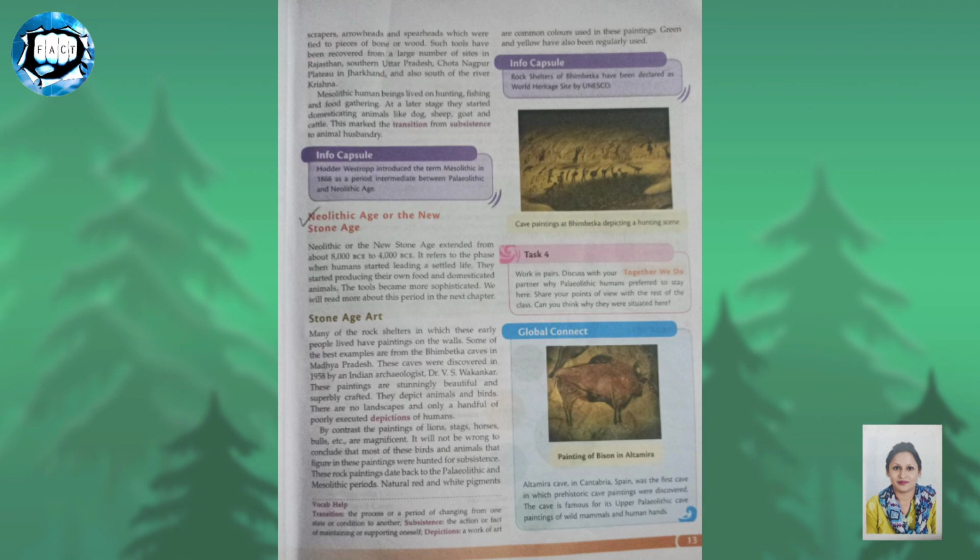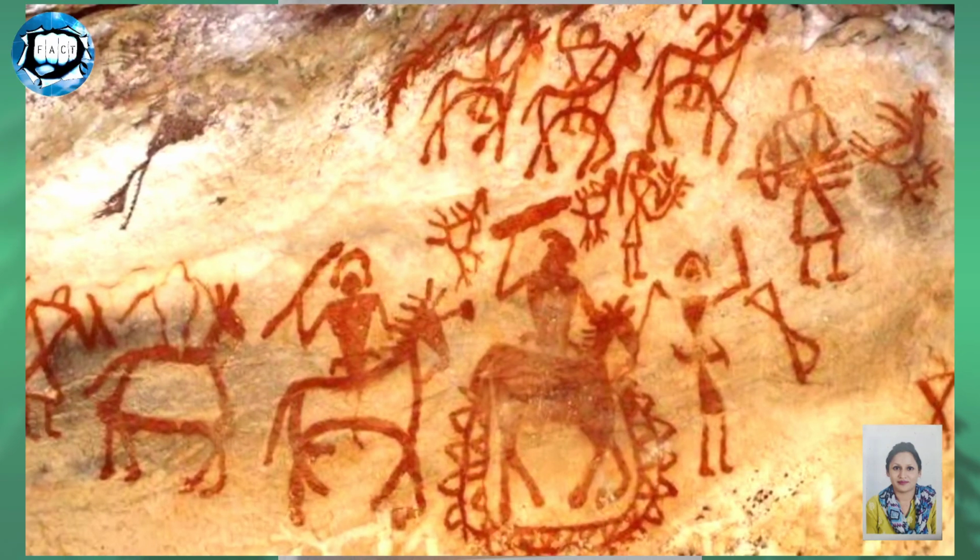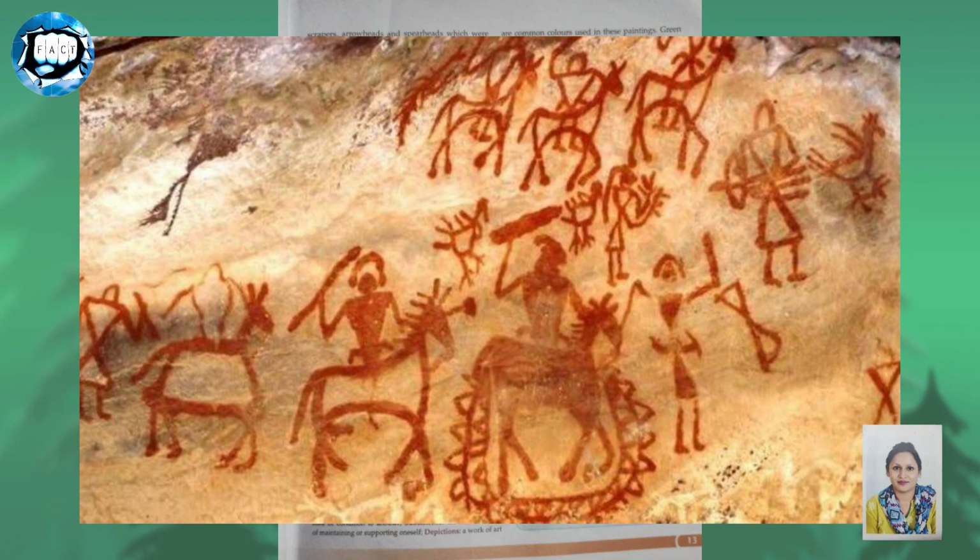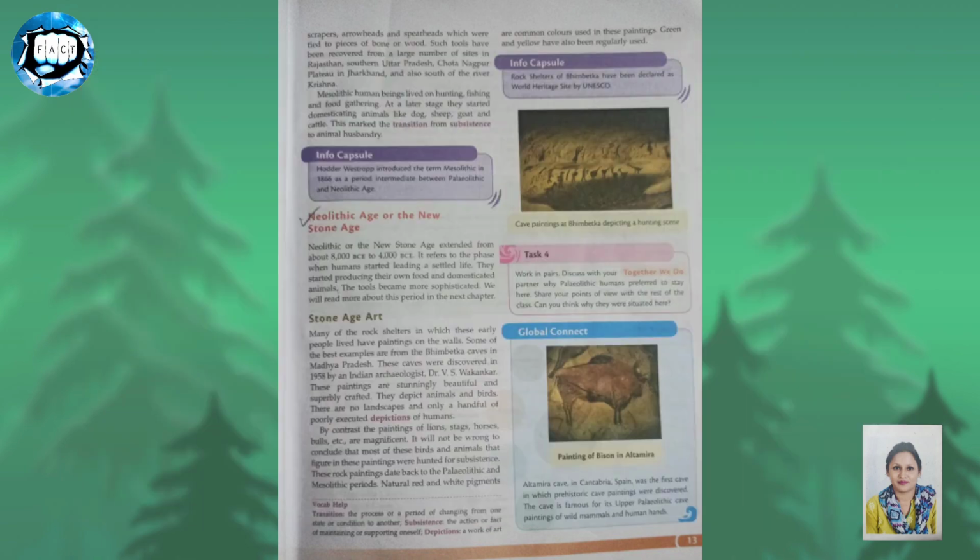Stone Age art. Many of the rock shelters in which these early people lived have paintings on the walls. Some of the best examples are from the Bhimbetka caves in Madhya Pradesh. These caves were discovered in 1958 by an Indian archaeologist, Dr. V.S. Wakankar. These paintings are stunningly beautiful and superbly crafted.